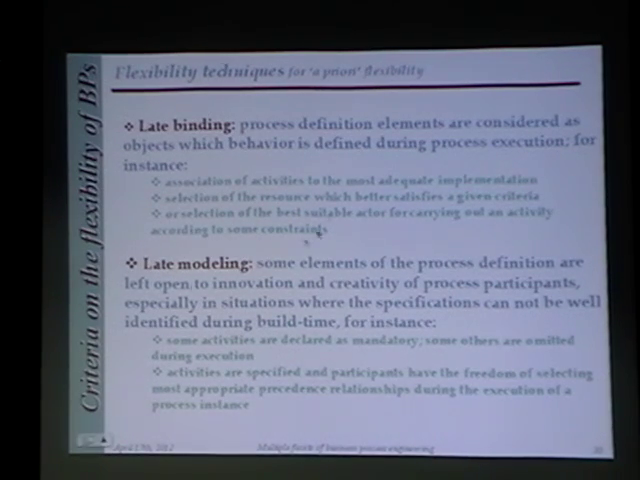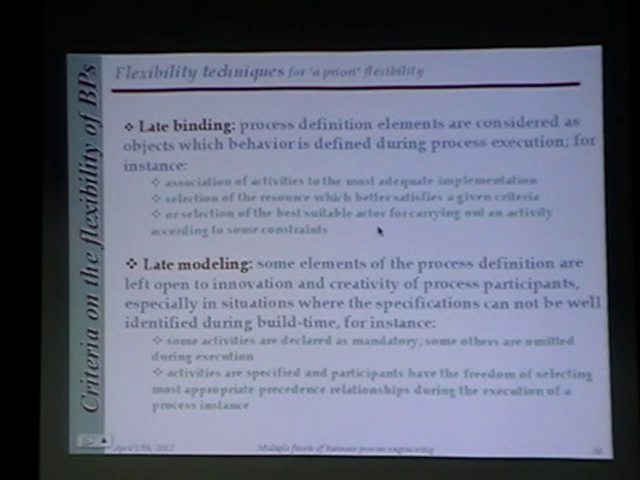For instance, the association of activities to the most adequate implementation during the execution: an actor will have the choice among 3, 4, 5 ways of doing the activity, and all of them are present. He will just choose the way of doing the activity. Or the selection of the human resource which better satisfies a given criterion, or selection of the best suitable actor for carrying out an activity according to some constraints.